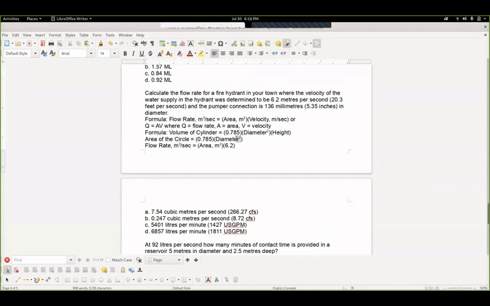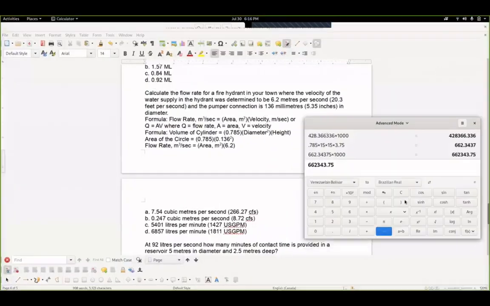and we want to plug in the diameter. We want the diameter to be in meters. Right now it's given to us in millimeters. So we're going to divide by 1,000, move the decimal point 3 places to the left, so 0.136. And we're going to multiply that out. So 0.136 times 0.136 times 0.785 gives us 0.01451, so 0.0145.